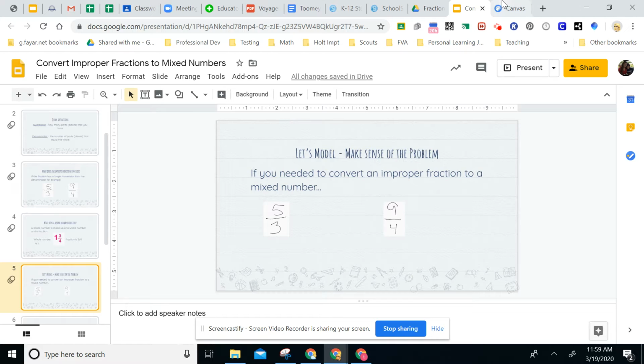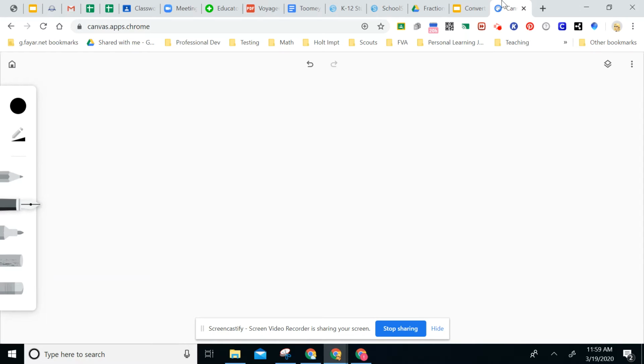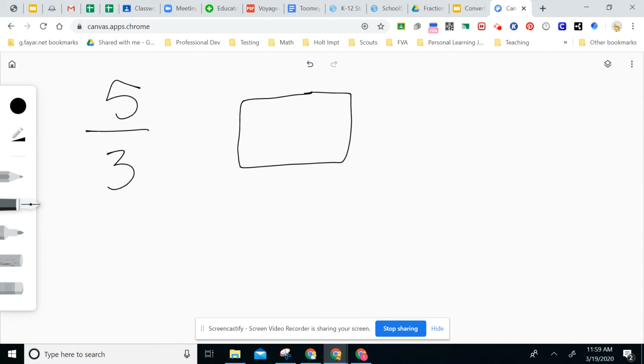Okay, so we're going to go back to what this looks like. 5/3 is our first problem. What this means is that I have 5 pieces out of something that's broken into 3 pieces. So let's draw that out. Maybe this is a candy bar, or anything that's a rectangular piece.